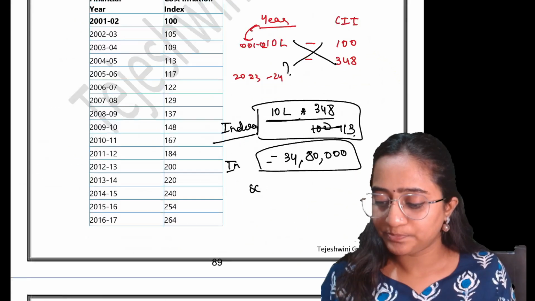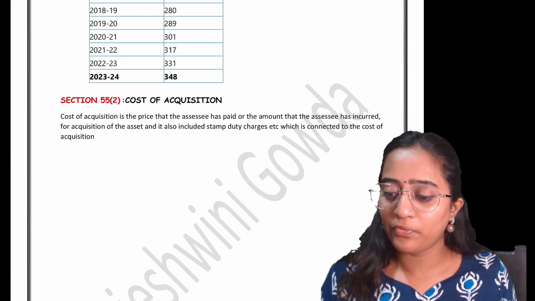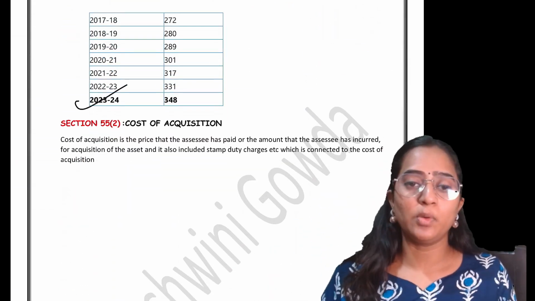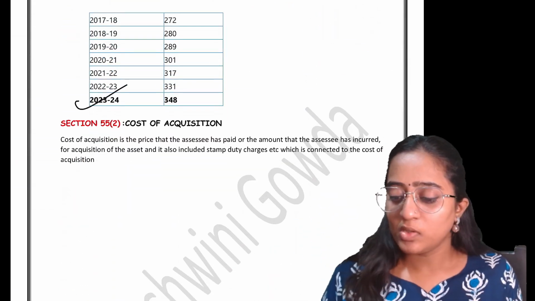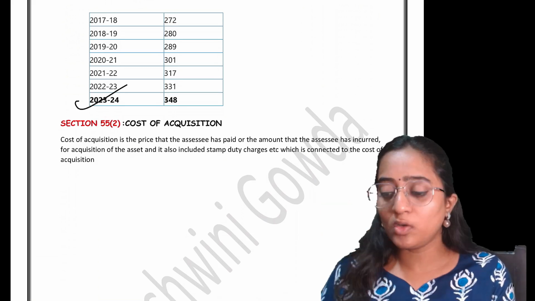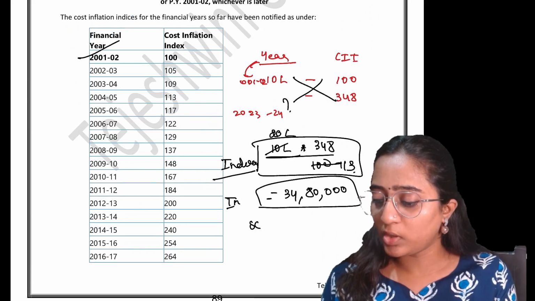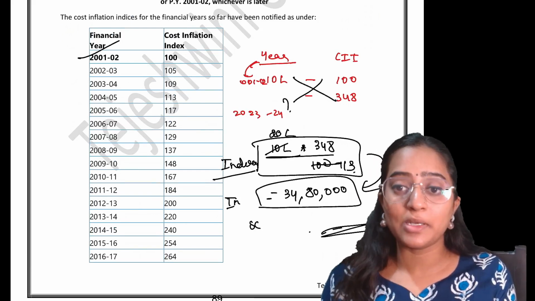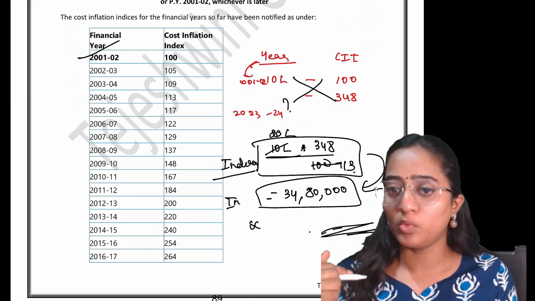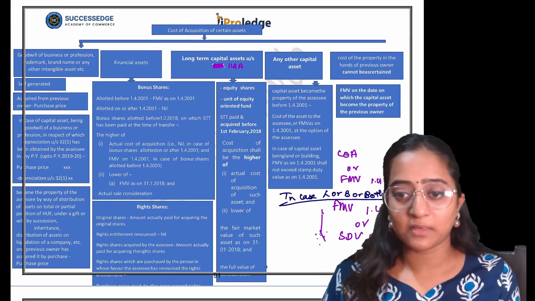Clear? Now, remember, what needs to be remembered is the CII of 2001-02, please remember. Other things will be given in your exam. 2023-24, please remember 340. Okay. So now we have understood the concept of indexation. We all know the more cost you have, suppose in this place, instead of 10 lakh, if it was 20 lakh, whatever amount you would have got might be doubled. Why? Higher the cost, higher the indexation benefit you would get. Clear? So now let's try to understand how to compute the cost of acquisition.